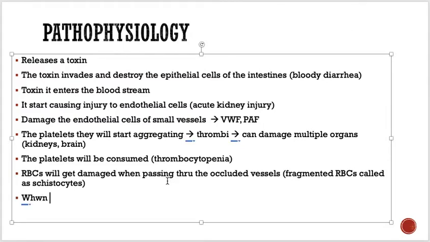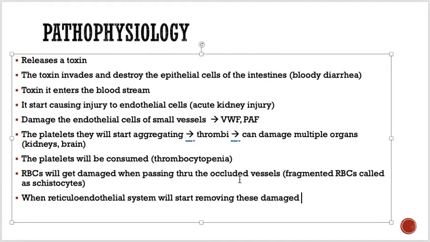And now, of course, these are fragmented RBCs which are not normal. So what will happen is that the reticuloendothelial system will start removing these damaged RBCs, and it will give hemolytic anemia.